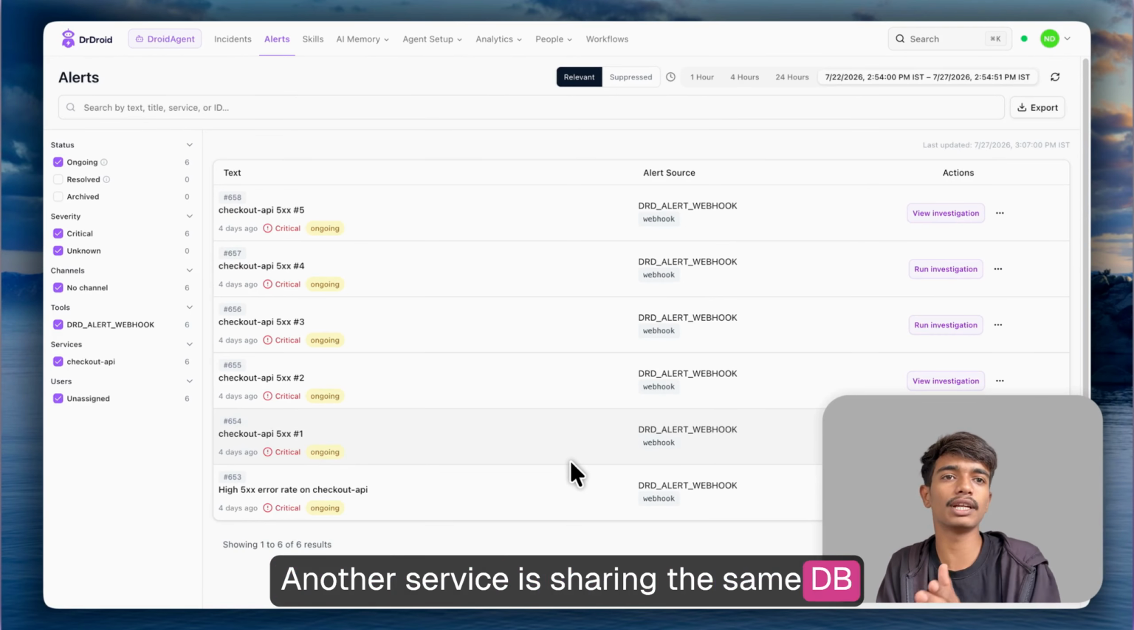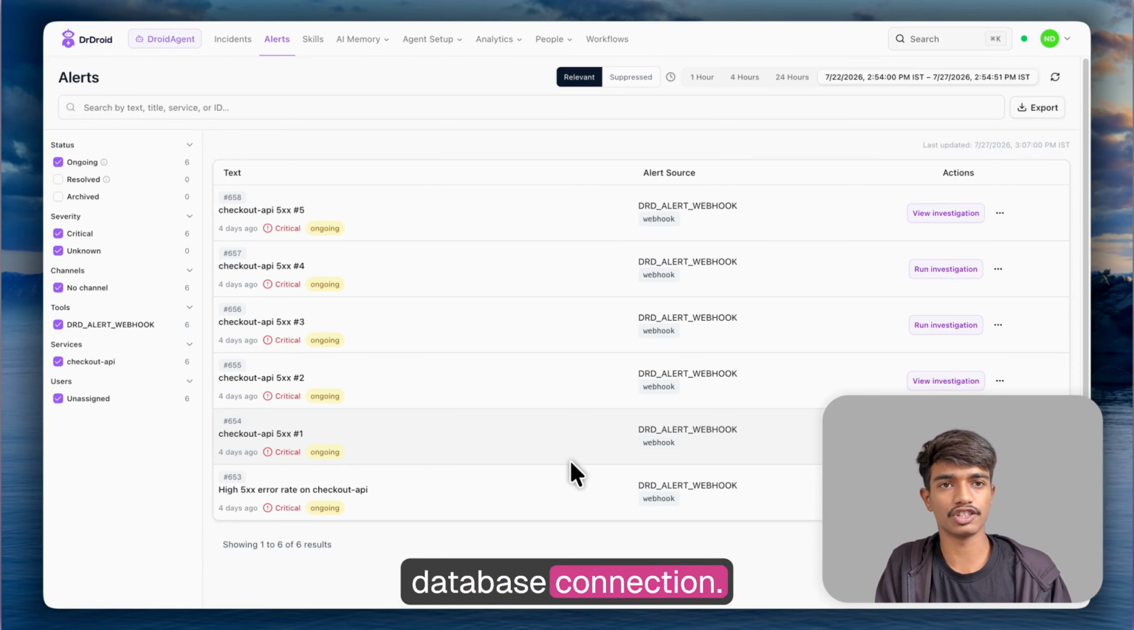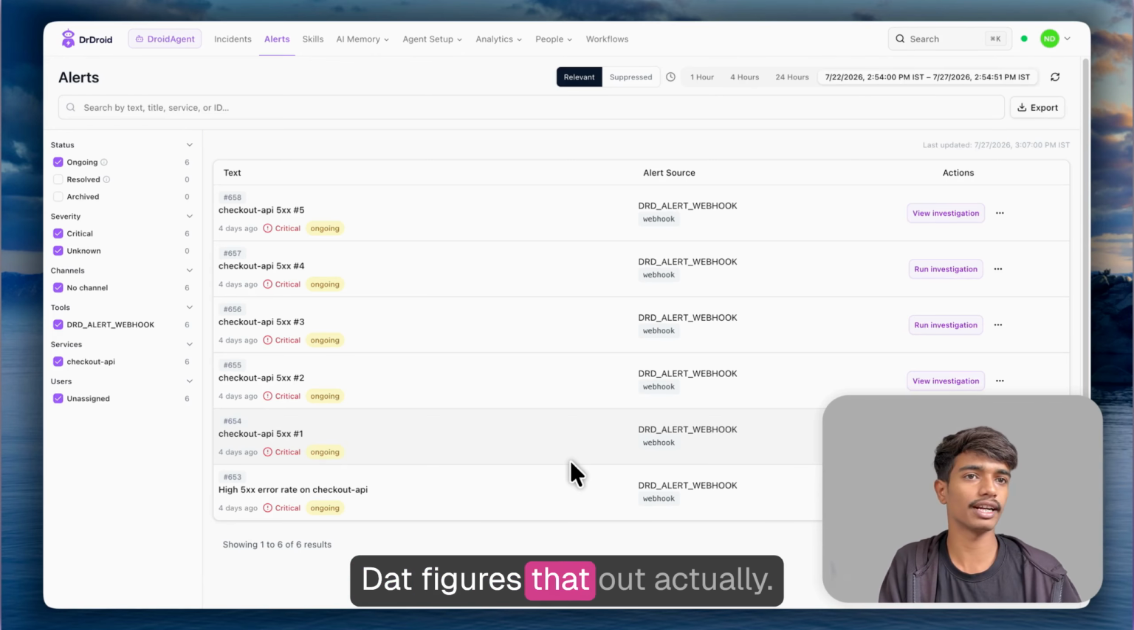Another service is sharing the same DB and ends up stealing checkout's database connections. Let's see how DrDroid figures that out.